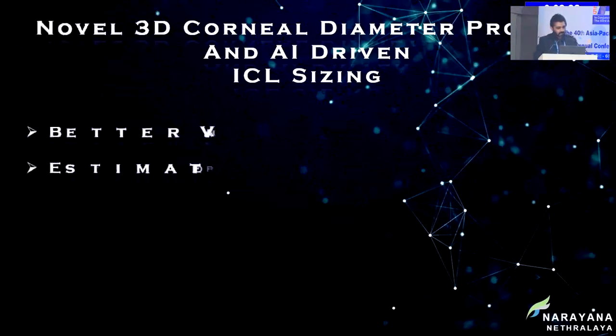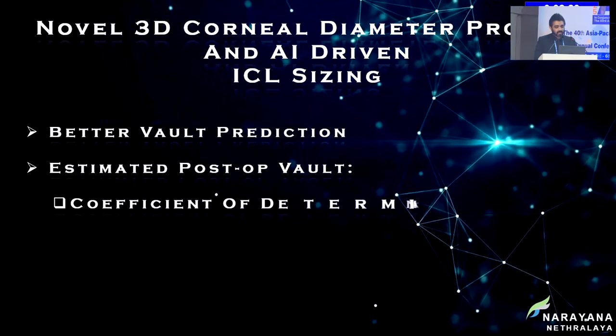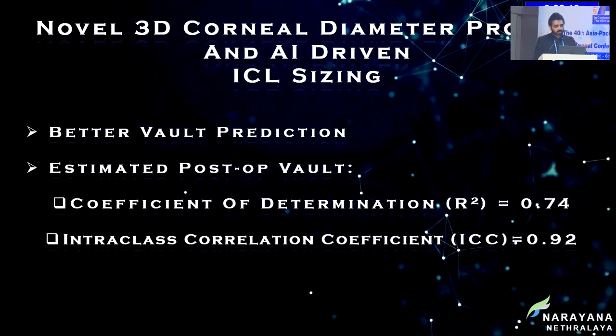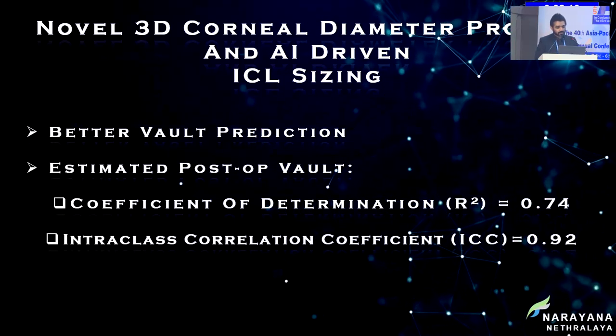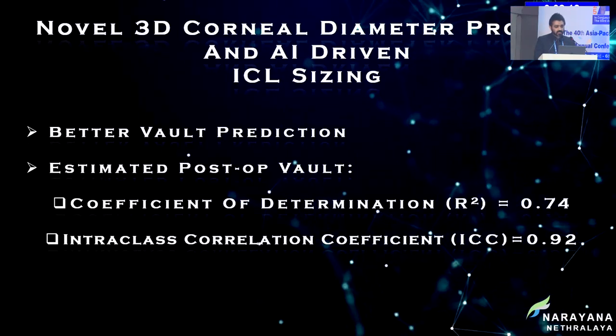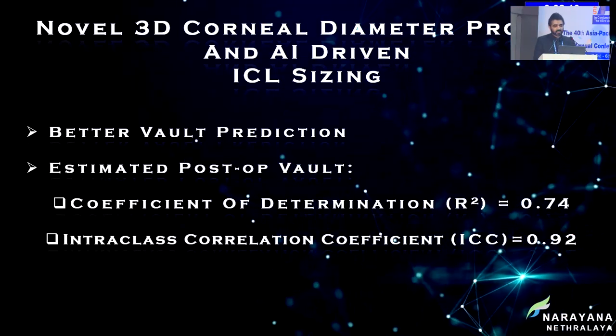So basically, with the novel 3D corneal diameter profile and AI-driven ICL sizing, we're able to have better vault prediction, and the coefficient of determination, or R square, was 0.74, and the interclass correlation was 0.92.